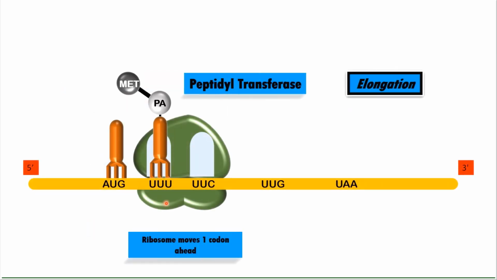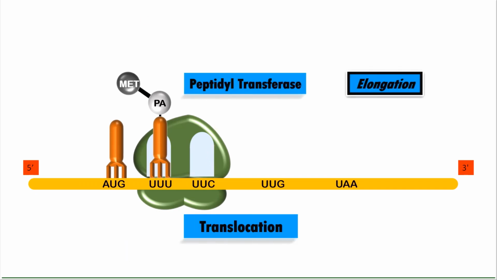And if you see here, the ribosome has moved one codon ahead. Now we know that one codon is almost equal to 3 nucleotides. Now this P site is occupied by this tRNA attached to phenylalanine and methionine. This tRNA will go to the cytoplasm. Now this A site is vacant. Now students, what this ribosome is doing, it is moving one codon ahead. That step is called translocation. So changing the location is called translocation.